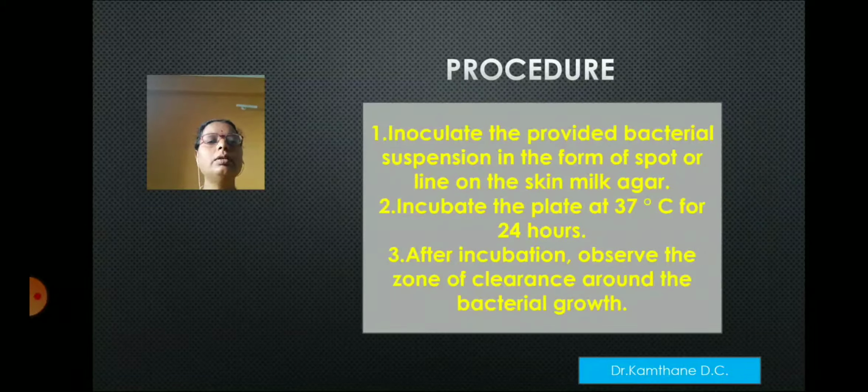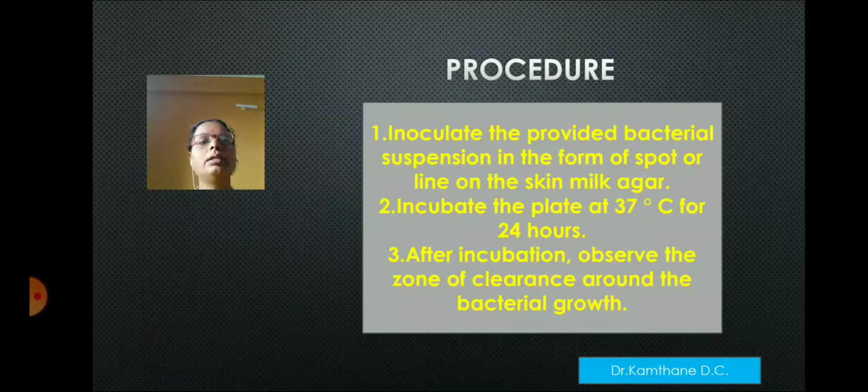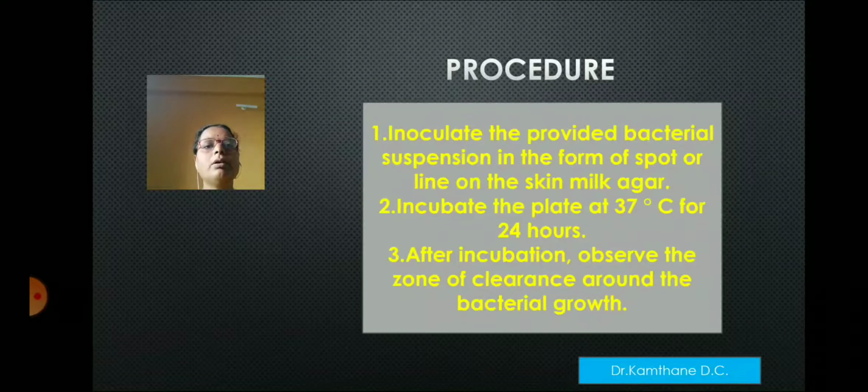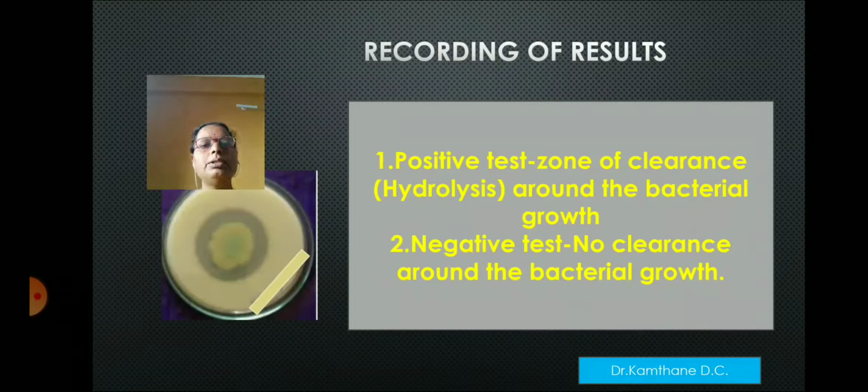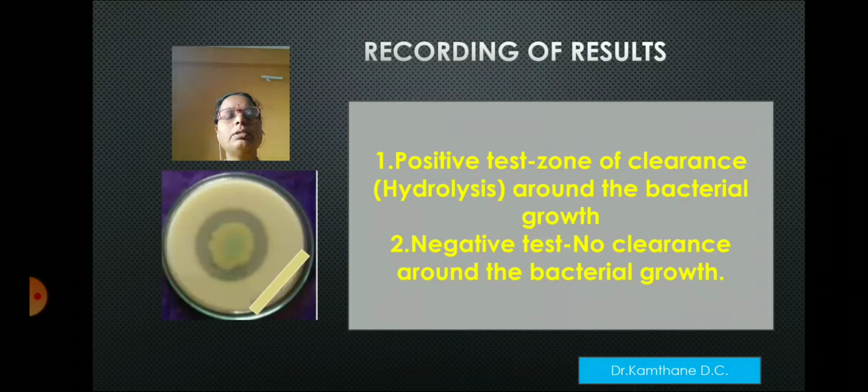Procedure: inoculate the provided bacterial suspension in the form of a spot or a line on the skim milk agar. Incubate the plate at 37 degrees Celsius for 24 hours. After incubation, observe the zone of clearance around the bacterial growth. This figure shows the formation of the zone of clearance around the bacterial growth.